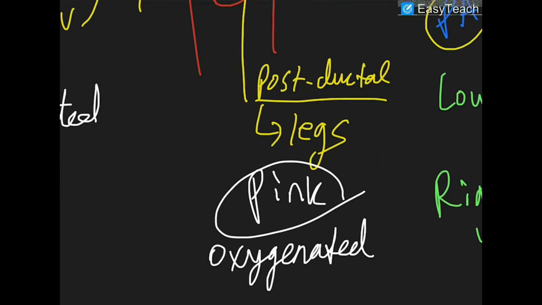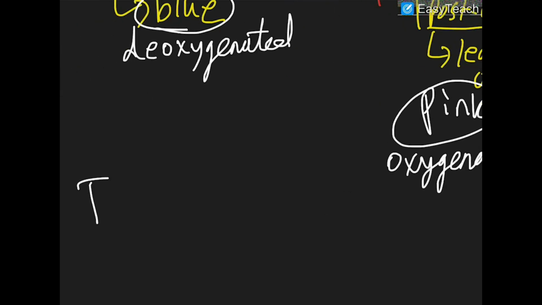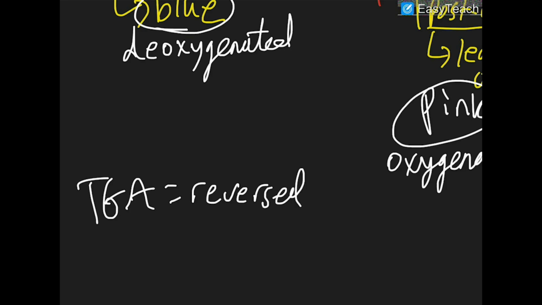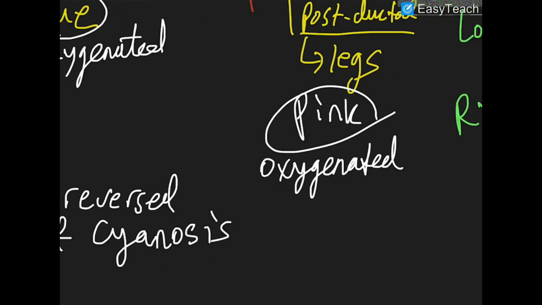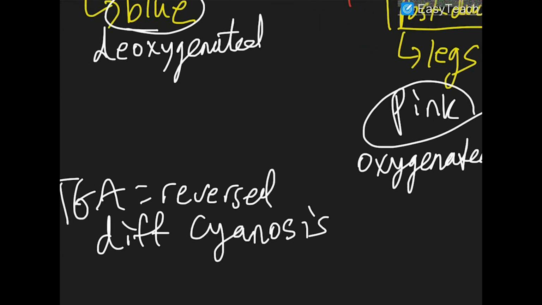This is different from coarctation of the aorta, the infantile type, which we'll talk about in another video. But this is what reversed differential cyanosis is, so that's important to remember. In transposition of the great arteries, you see reversed differential cyanosis, where the legs are pink and the right arm is blue.